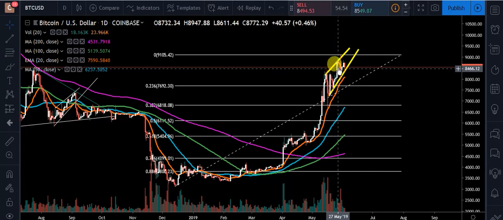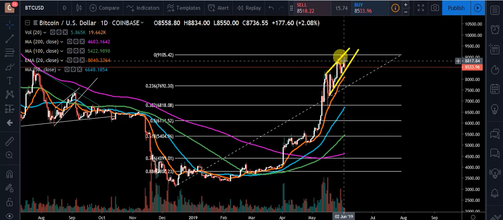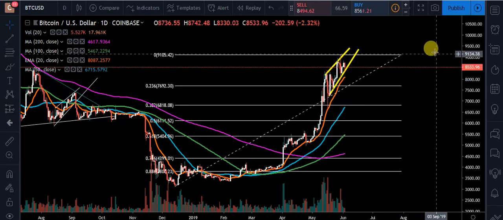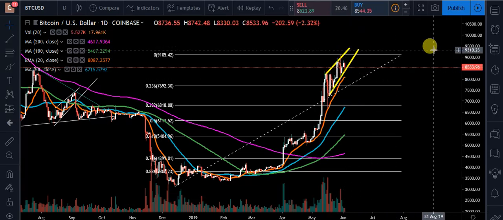And remember, guys, with rising wedges, we definitely could break to the upside, but we also could break to the downside. Most times, guys, more likely than not, rising wedges will break to the downside, but they can also be bullish short-term continuation patterns, is what my book says.